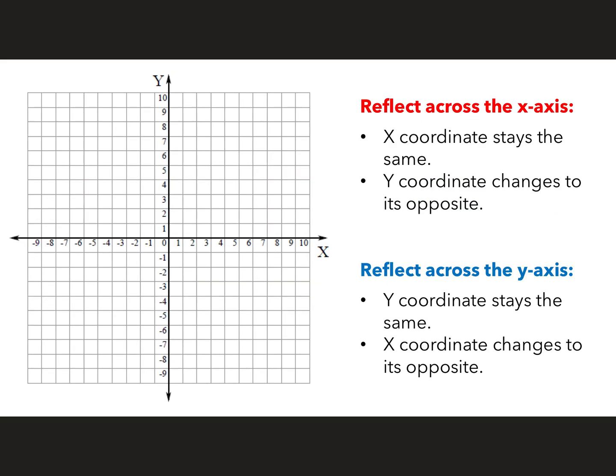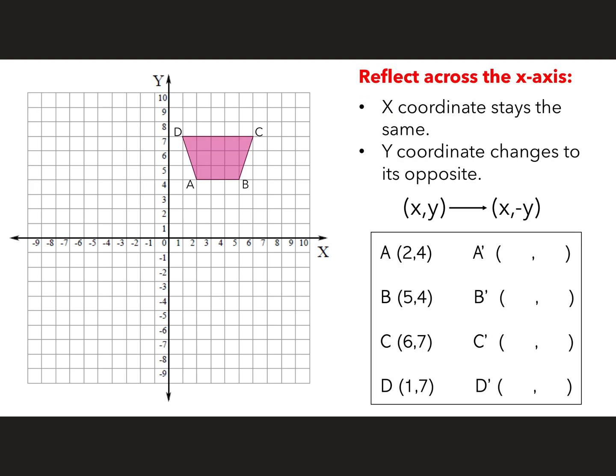I'm hoping this is not too hard to memorize. When you reflect across the x-axis, your x coordinate stays the same and the y one changes to its opposite. And when you reflect across the y-axis, the y-coordinate stays the same. So basically, whatever axis it crosses over, that's the coordinate that stays the same. And the other guy changes to his opposite. Let's try some of that. Let's reflect this trapezoid across the x-axis.